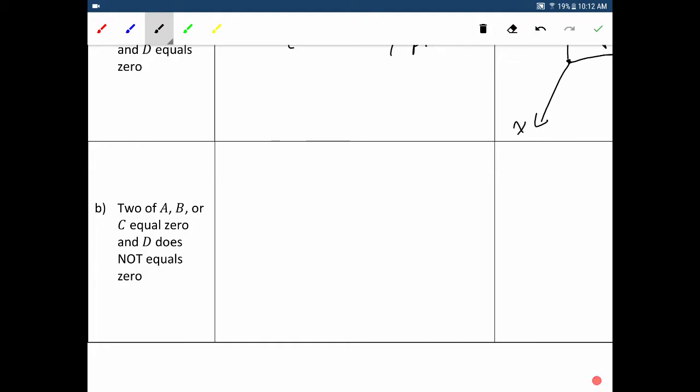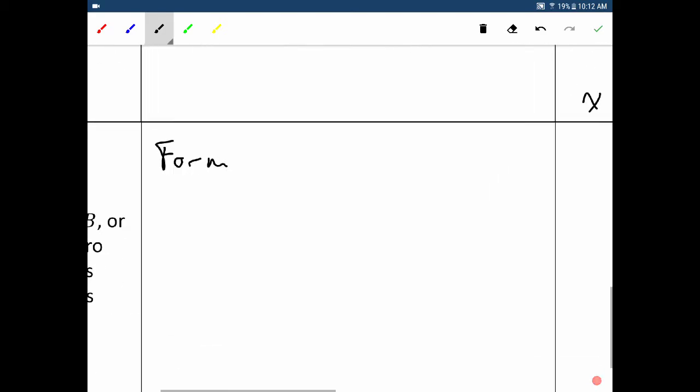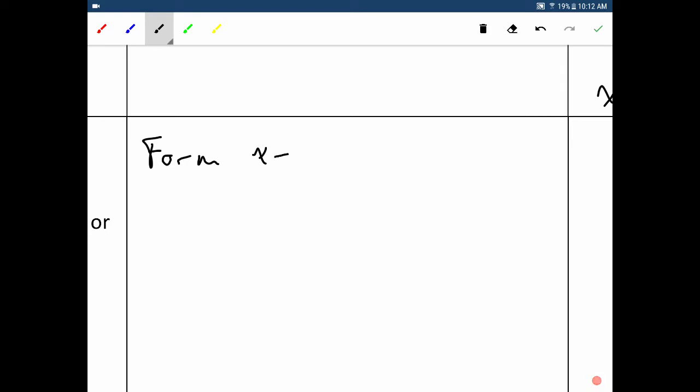This time D doesn't equal 0, so it's going to have the form X equals, and it's going to be a constant. So I'm just going to write 3. It would actually be negative D over A, but it doesn't matter. It's just going to be a number. Z equals 3, whatever. It's not necessarily a 3, it could be any number. These ones are parallel to the coordinate planes.